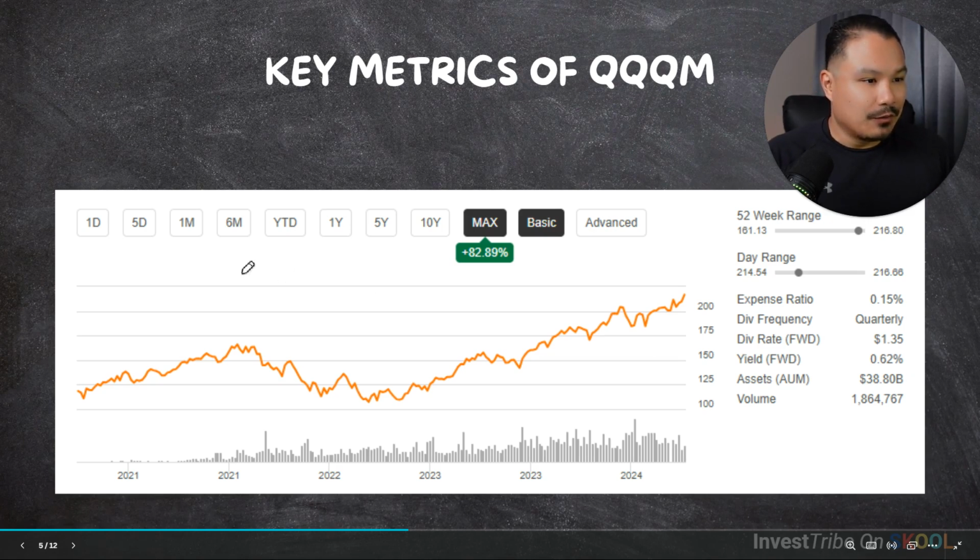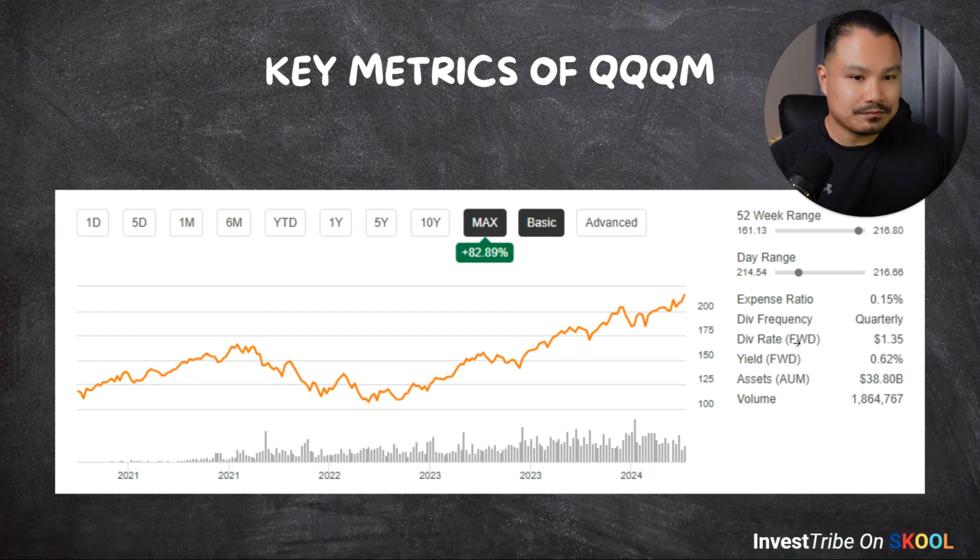All right, so max, we can see it's 82%. Comparing QQQ to QQQM, and I'll do a video on this probably a little later, QQQM has actually outperformed QQQ, only by a small margin, and that is probably attributed to the lower expense ratio for the M ETF.